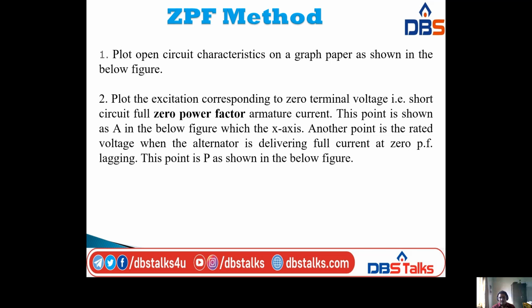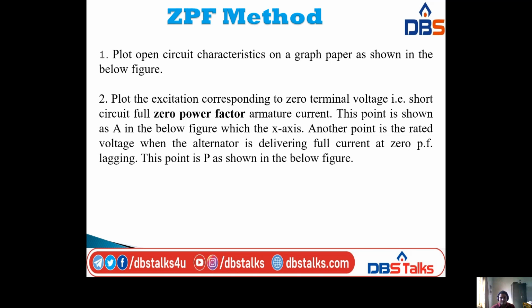Firstly, plot the open circuit characteristics on graph paper, that is the graph between field current and open circuit voltage per phase. Next, plot the excitation corresponding to zero terminal voltage, that is the short circuit full zero power factor armature current. This point is shown as A in the diagram on the x-axis.